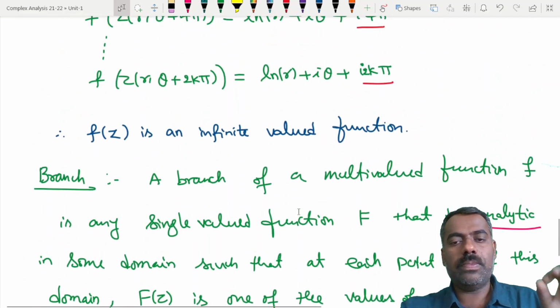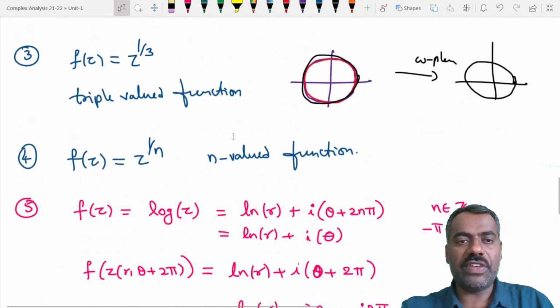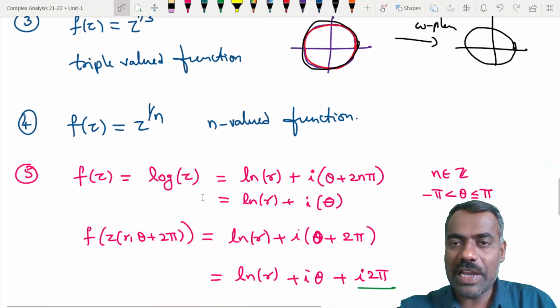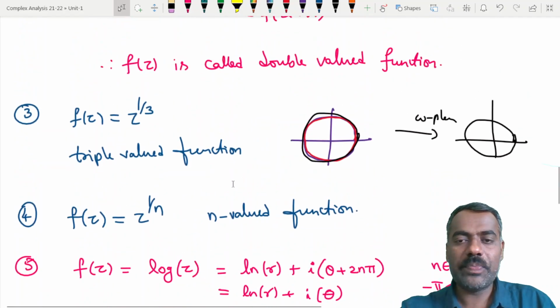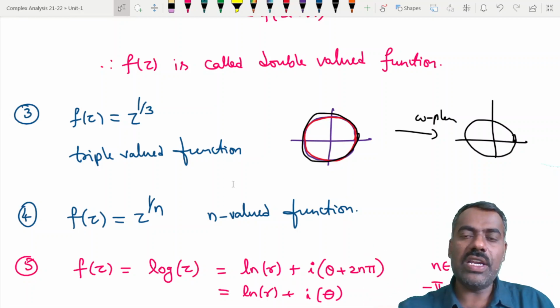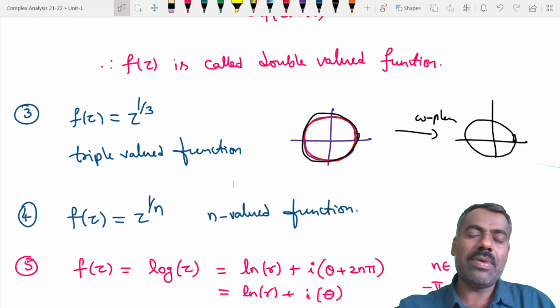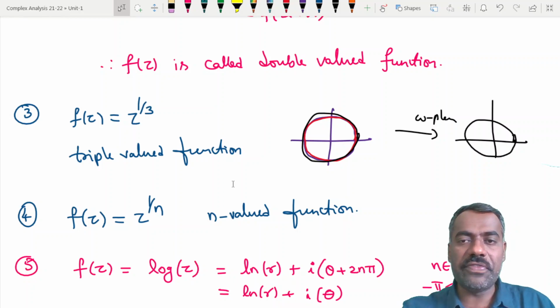So you have a multivalued function. For example, z power 1 by 2, z power 1 by 3, log z. These are all multivalued functions, right? That means they take multiple values. When you rotate from 0 to 2 pi, at the time of 2 pi or at the time of 4 pi and so on, the f of z value is different.